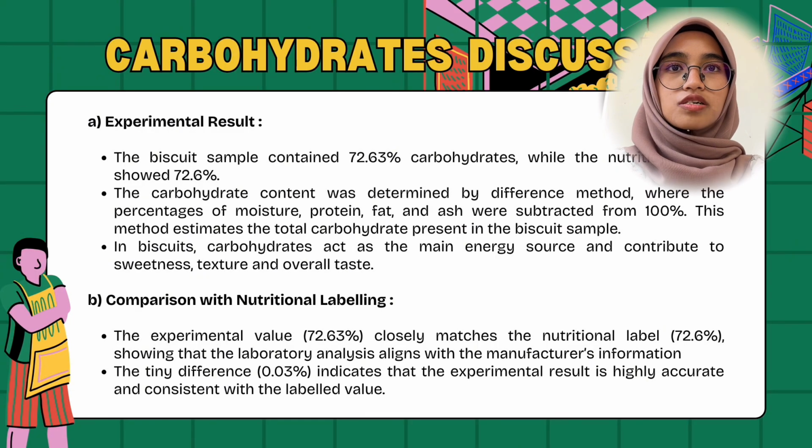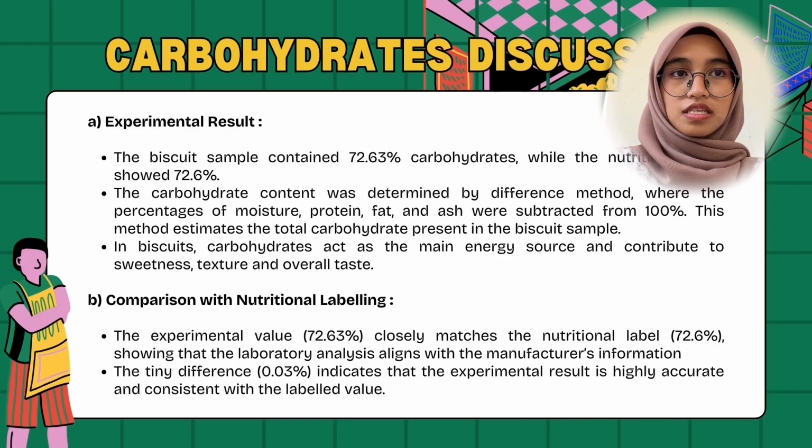Carbohydrates are a major macronutrient in biscuits, contributing significantly to their energy value, sweetness, texture, and overall taste. They play a key role in giving biscuits their crispness and desirable mouthfeel. When comparing our experimental result of 72.63% to the label value of 72.6%, we can see that there is only a tiny difference of 0.03%.